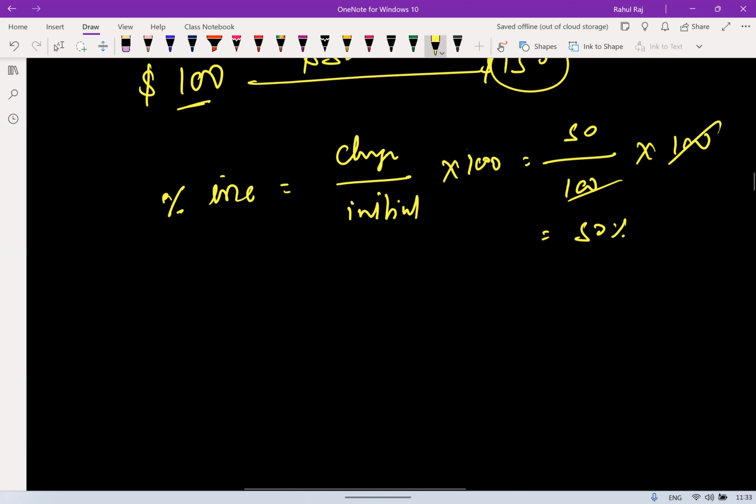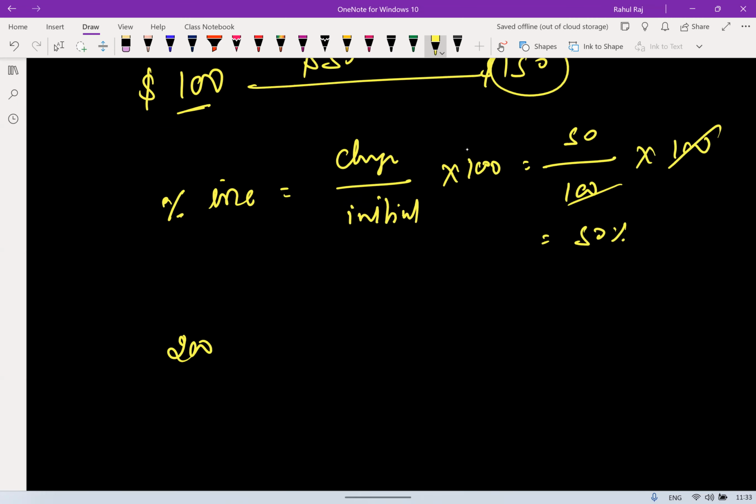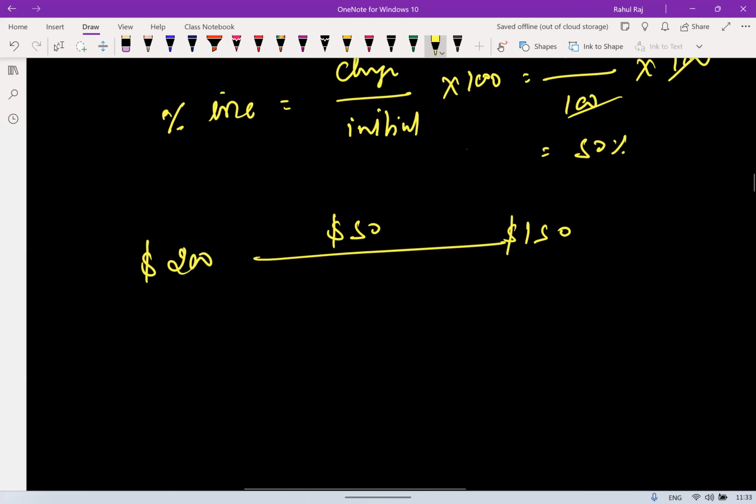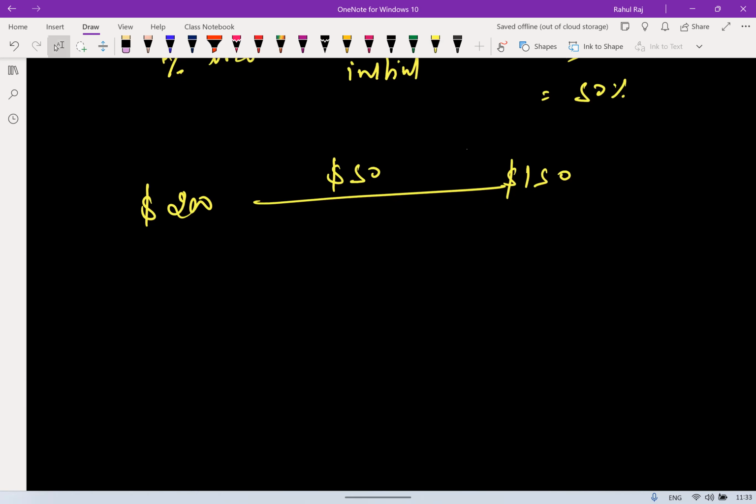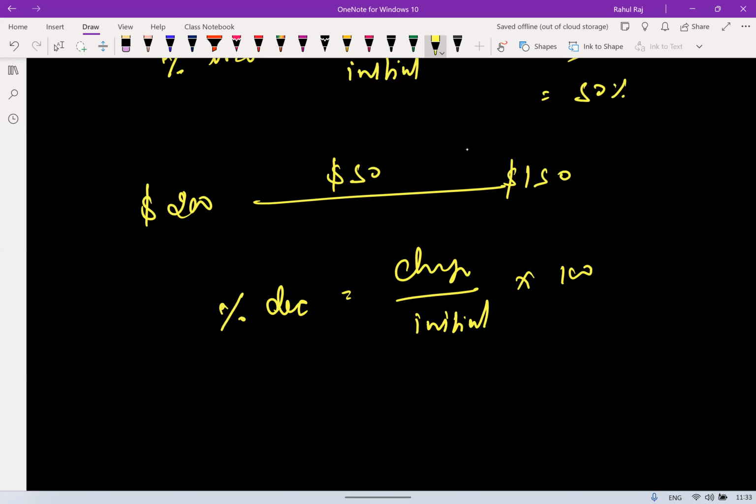So imagine you have $200. You have given me $50. Now you are left with $150. So in terms of percentage decrease, how much has your money decreased? It is calculated exactly the same way. Percentage decrease is nothing but change by initial into 100. So what is the change? 200 minus 150 is $50.